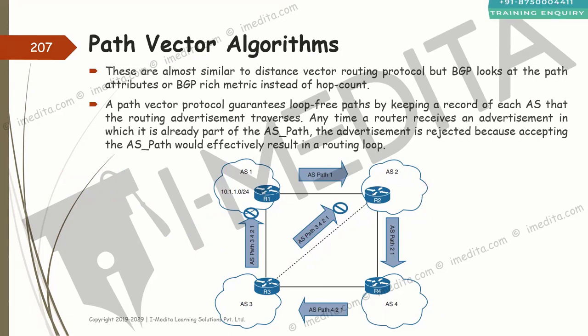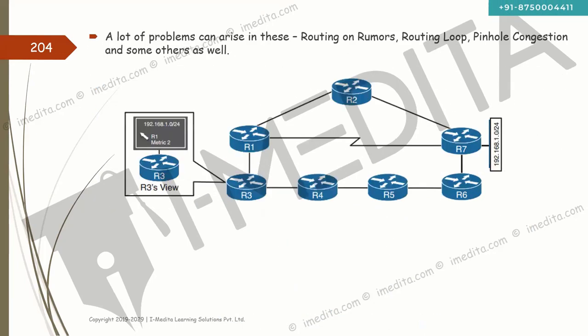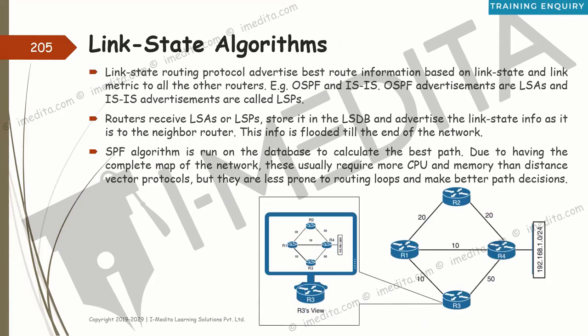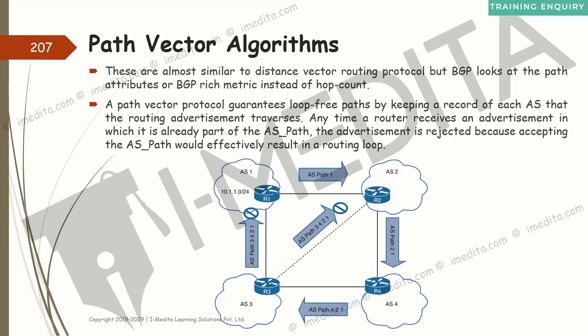We use these path vector routing protocols, or the path vector algorithm, in Border Gateway Protocol. The path vector algorithm is responsible for deciding the best path to reach the destination and also for preventing any potential loop in the BGP environment. Right? So these are four algorithms. One is the distance vector algorithm, second is the link state algorithm, third is the enhanced distance vector algorithm, and the fourth one is the path vector algorithm.